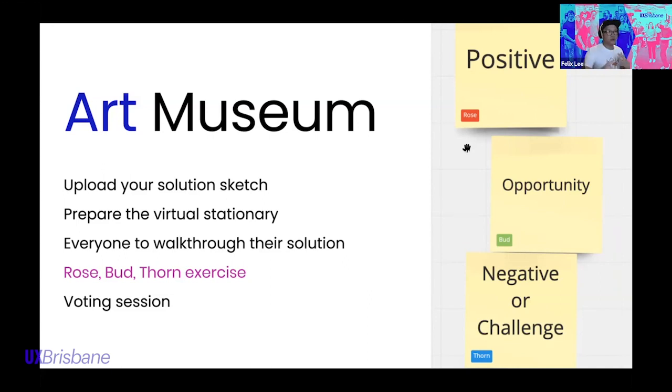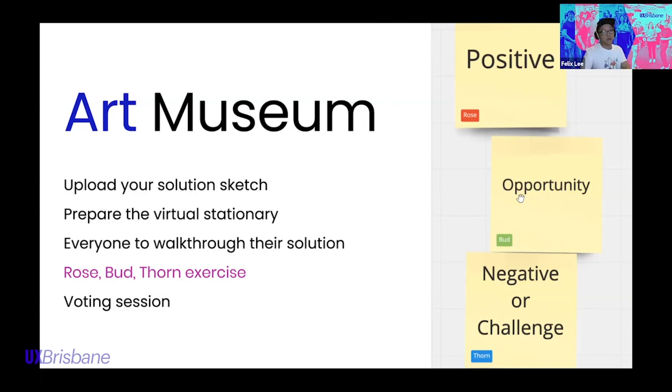So what are the different opportunities that come from this solution sketch? And thorn, which is a negative or a challenge, commonly coming from technical constraints that we can't actually do this. It's good to get everyone on the same page, to know that this would be a challenge, but that's okay. A challenge is okay, but how do we overcome that, right?